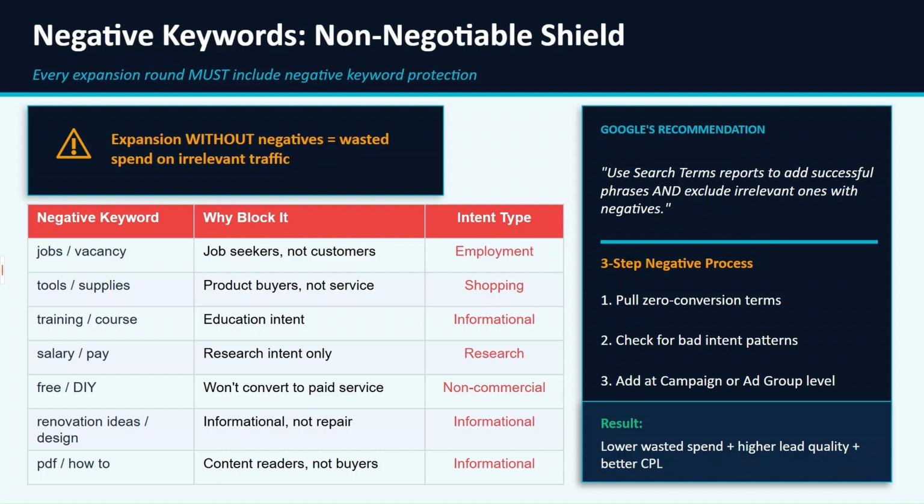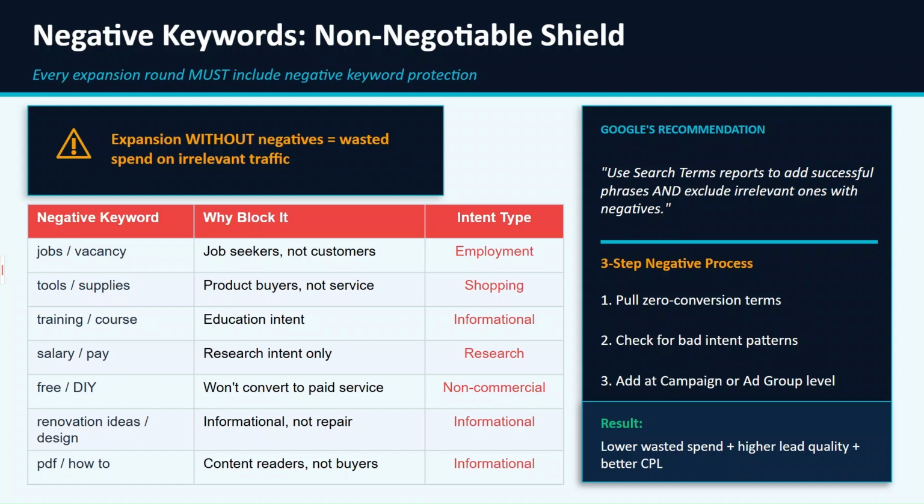So I want to spend some time on this, because so many advertisers skip this step and it costs them a lot of money. Every single time you expand your keywords, you must also add negative keywords. This is not optional, this is non-negotiable. Think of it this way. When you add new keywords, you open new doors for people to find your ads, right? But some of these people are the wrong people. Negative keywords are the way you keep the wrong people out.